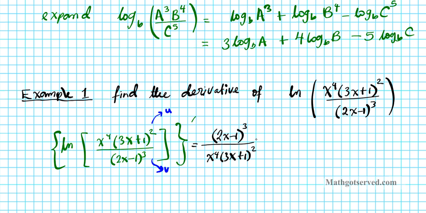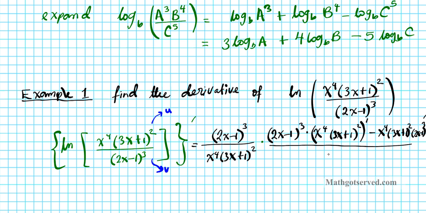So I'm going to have, this is multiplied by v, which is 2x minus 1 to the third, times u prime. So if I'm doing u prime, I have to use the product rule, right? So let me just bore you with this. Let me just show you. It says x to the fourth times (3x plus 1) squared, prime. Okay, so this is u times v prime, and then minus u, which is x to the fourth times (3x plus 1) squared, times v prime, (2x minus 1) to the third, prime, and then that whole thing divided by v squared, (2x minus 1) to the third, squared.